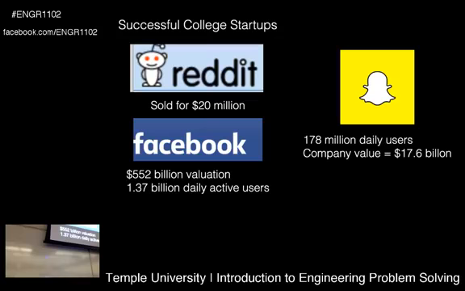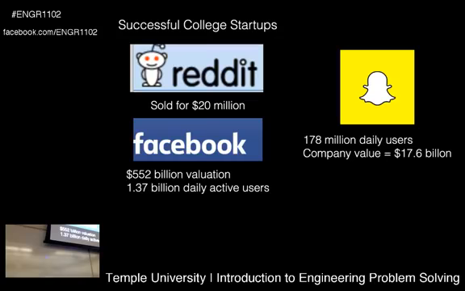Anyone recognize that ghost in the corner? Snapchat. All right? Another college guy started that. Now, he hasn't sold yet, but he has 178 million daily users, and his company is valued at $17.6 billion.